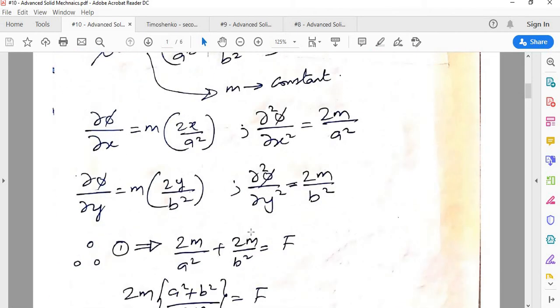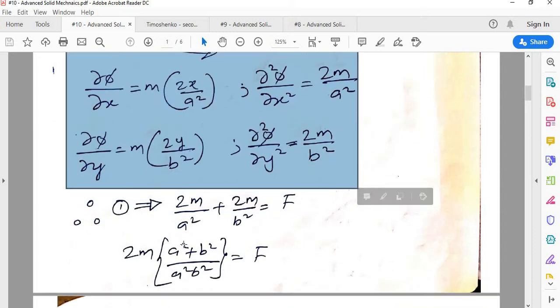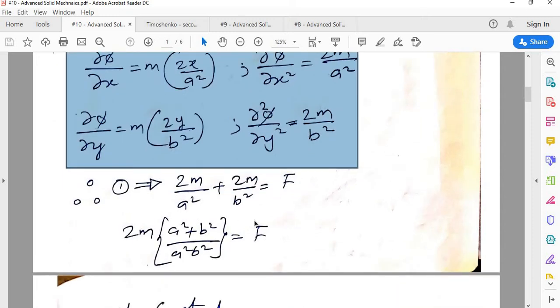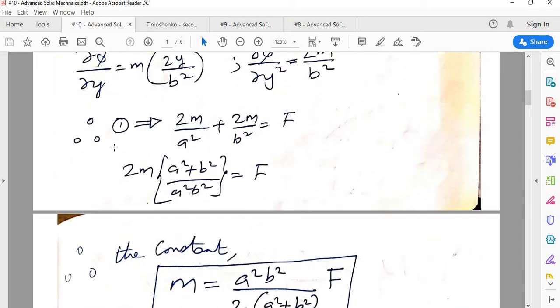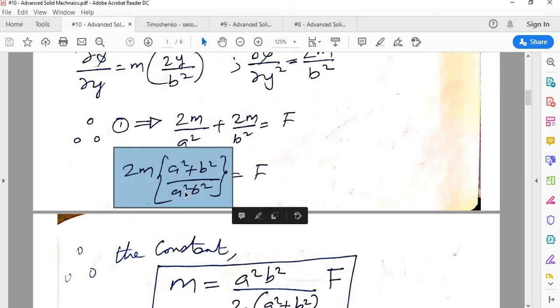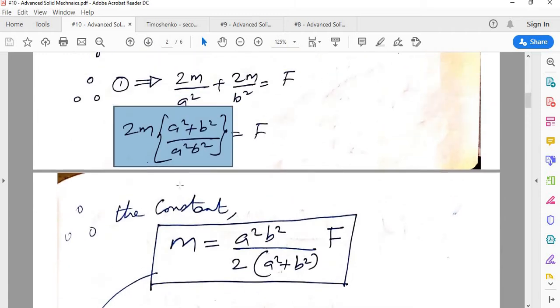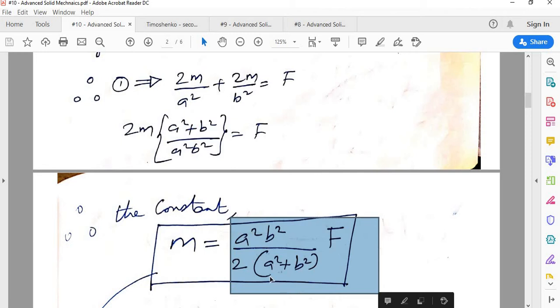So that is what I have done here. When you substitute that, you will get that f equates to this expression: 2m into (a square plus b square) by a square b square. Which means m is a square b square by 2 into (a square plus b square) into f, by taking this expression to the other side.